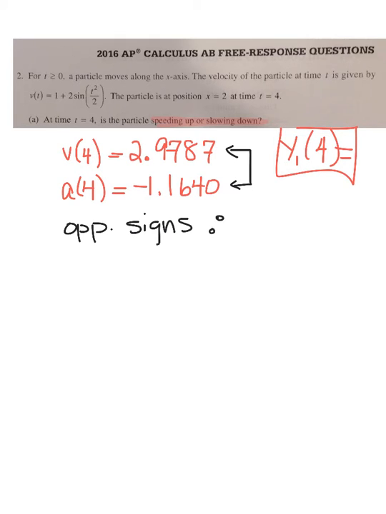So therefore, the particle is slowing down. Okay, the particle would be speeding up if both the signs were the same. If V of 4 and A of 4 were both positive, or if they were both negative, then the particle would be speeding up.